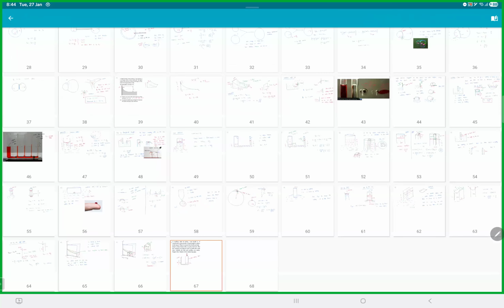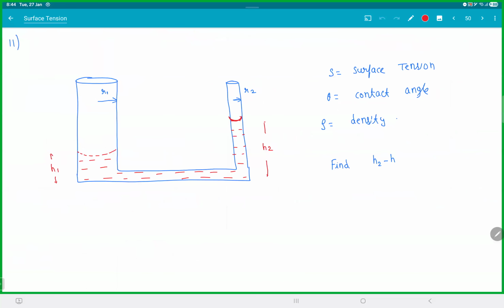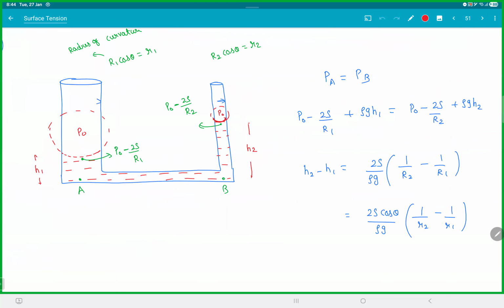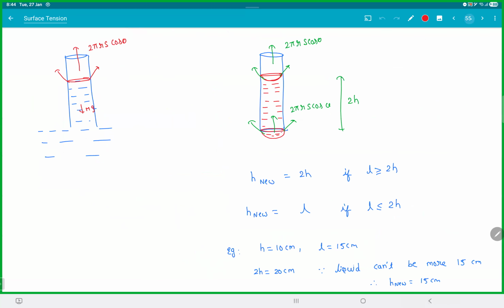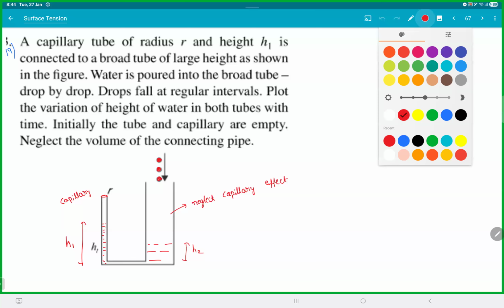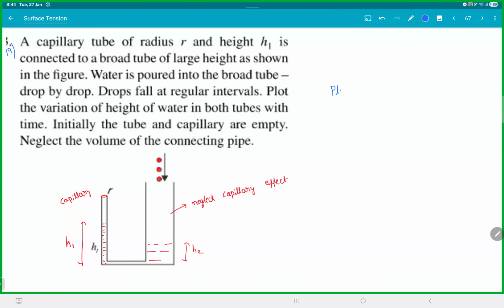We have done a problem like that. If you remember, the equation: if you take r1 and r2, the difference in height is this. If you include capillary action, the height on both the limbs will not be the same. It will depend on the radius. So here one limb is pretty large and one limb is pretty small. So you're dropping the water regularly, drop by drop, slowly. Plot h1 and h2 versus time graph.